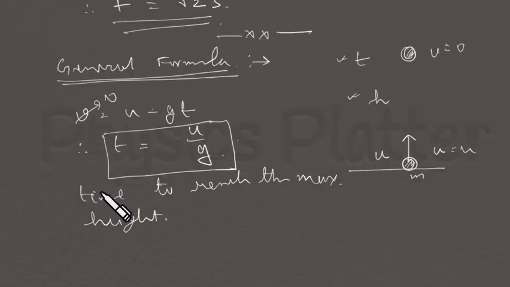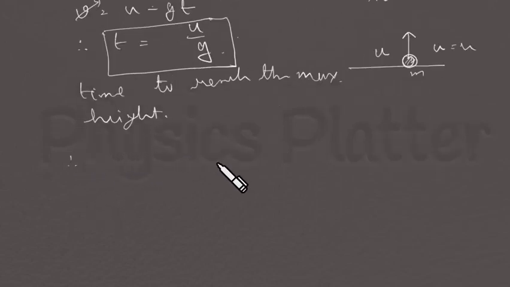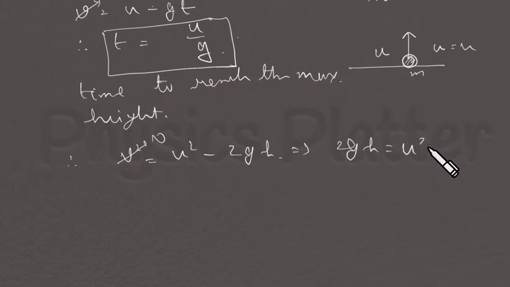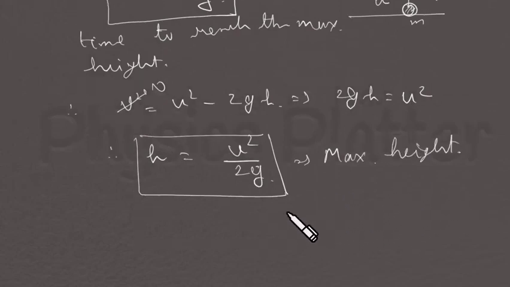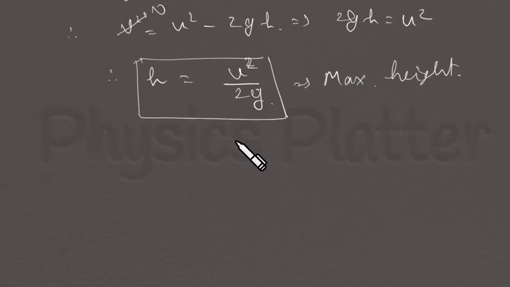Now what is the maximum height here? We can find the maximum height by applying the equation v square equals u square minus 2gh. Now v is 0 here, that gives us 2gh equals u square, therefore h equals u square by 2g. That's the equation for the maximum height reached by a body which was thrown upward with an initial velocity u. These are the formulas that you can apply directly for a body moving vertically upward.